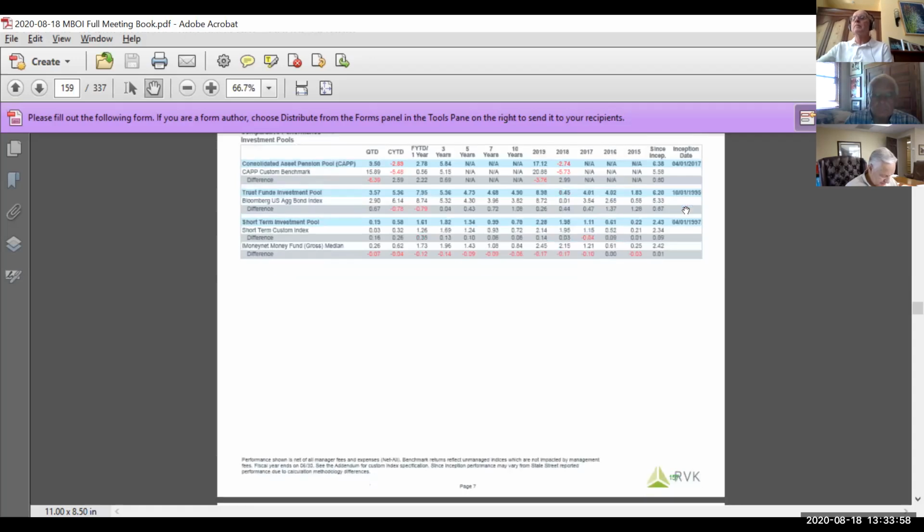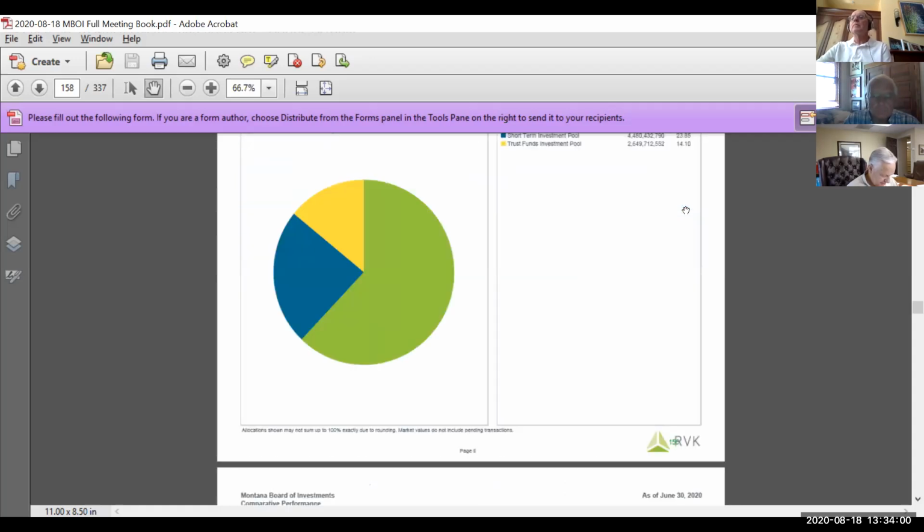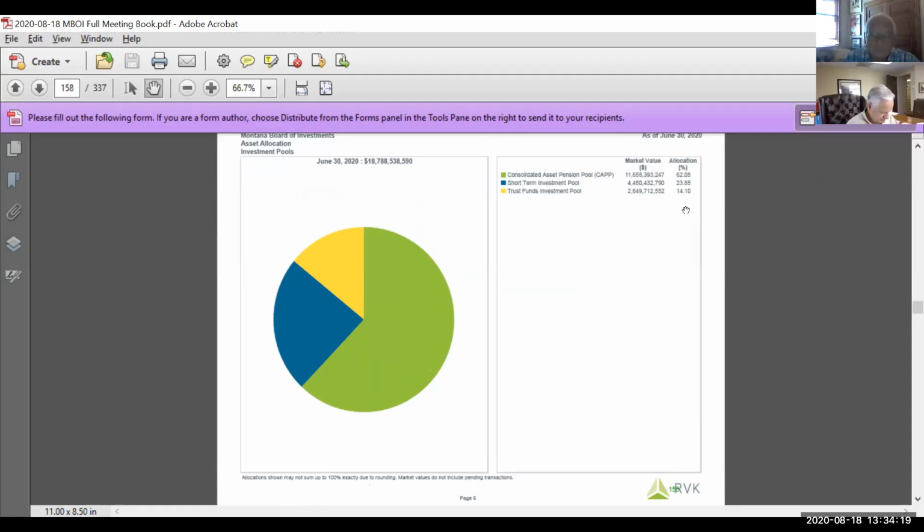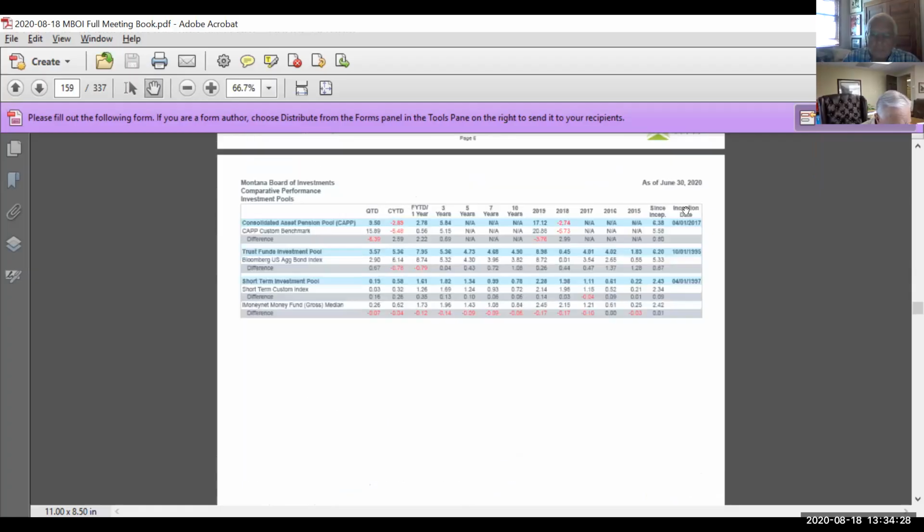Let's go to page 6. Oh, sorry. It's just a quick glimpse of the total assets across all of the asset pools that you have. You have almost 20 billion in assets now, and most of that, as you know, is in the consolidated asset pension pool, but also quite a bit of funds in the short-term investment pool and trust investment pool.